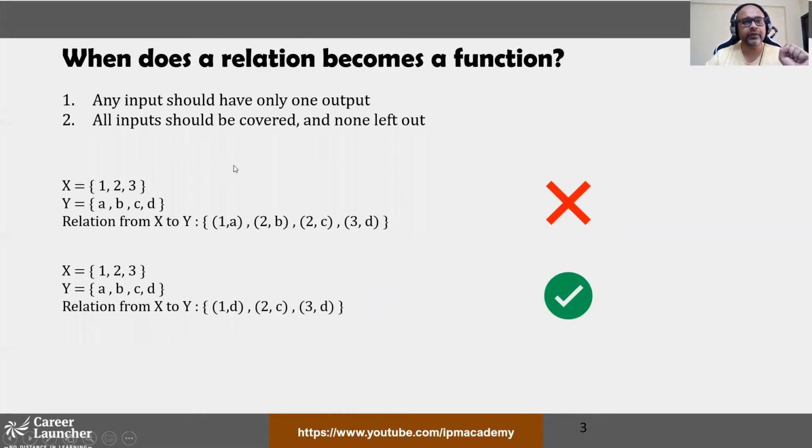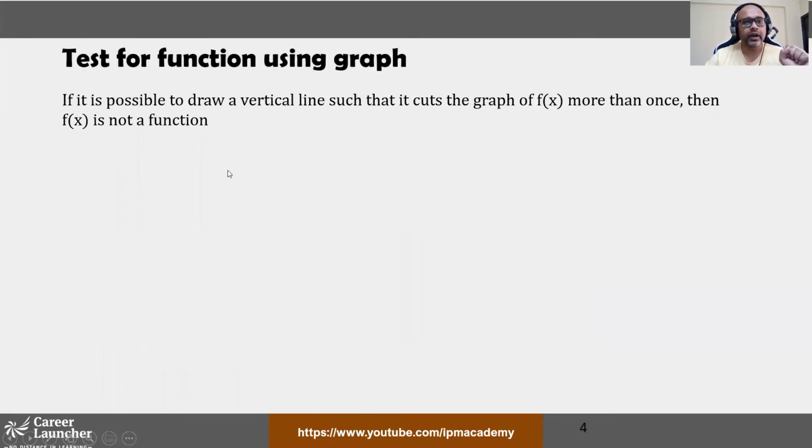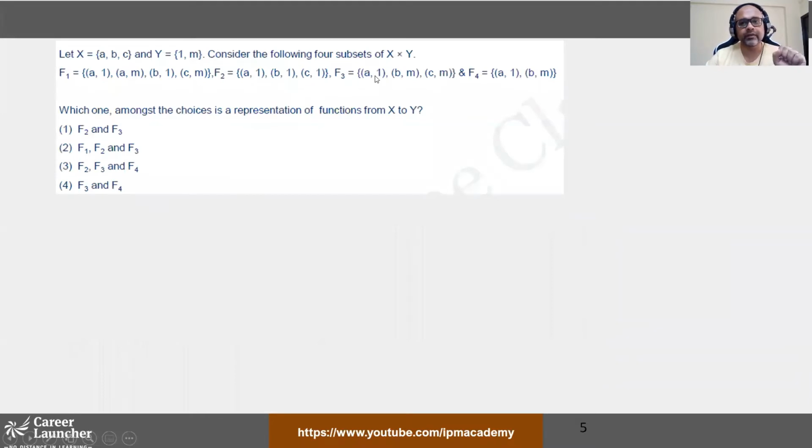Let's take another example for you to understand. We will go to the test of a function later. Look at this. Pause the video, read the question, and try to answer this. For those of you who have done it, the question is which of the following represents a function from X to Y. If you look at F1, you have A, B, C. A is an input, B is an input, C is an input. All three inputs are having output. So the second criterion is met.